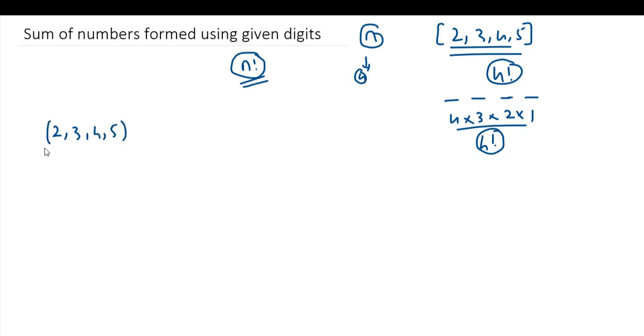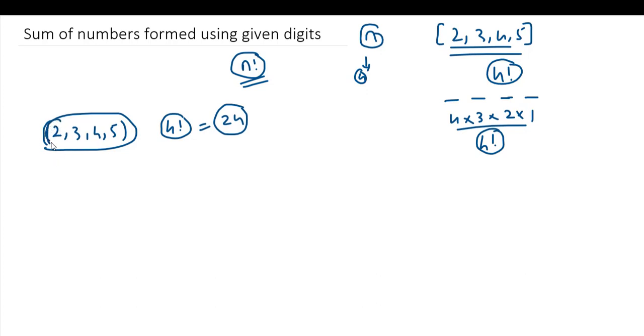And we need to find the sum of all the 4-digit numbers that can be formed using these digits. Since there are 4 digits, we can form 4 factorial 4-digit numbers, which will come out to be 24. So there are 24 numbers that can be formed using these 4 digits, and we need to find their sum. Let us consider one digit at a time.